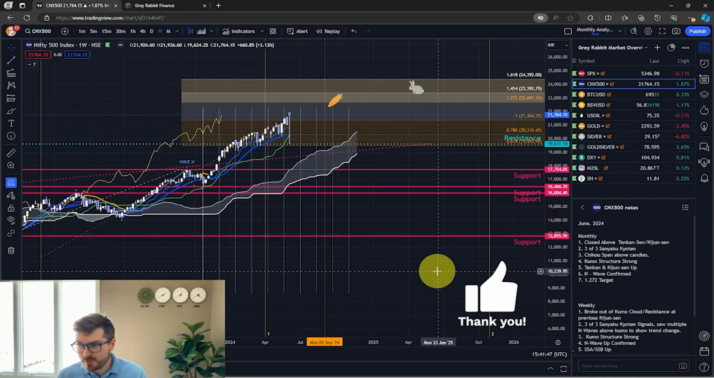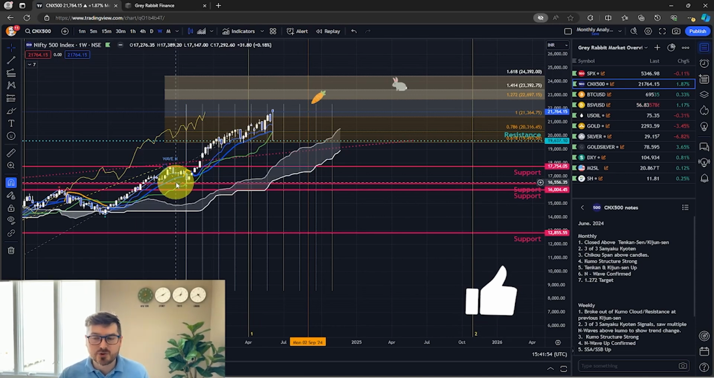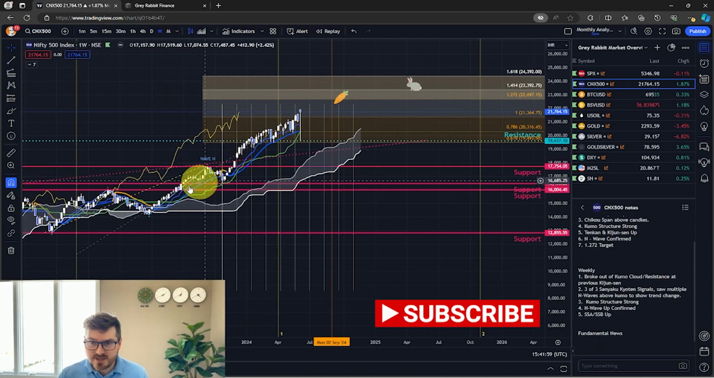Okay, guys, so on the weekly, you can see that down here we broke through the Kumo. We had three out of the three Sanyaku Kouten signals, the Ichimoku trend signals. And now we've had a nice end wave here. So these are the end waves that I'm using. So here, this was an end wave. We had a correction down to Senkou span B, and now we're on end waves up.